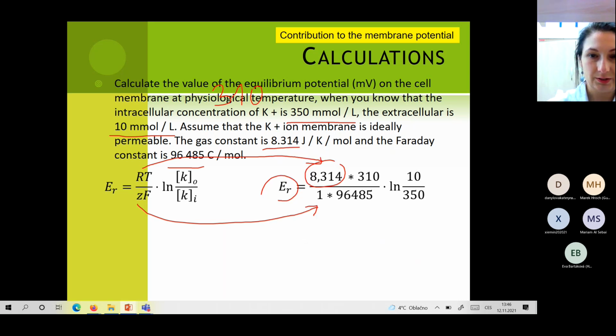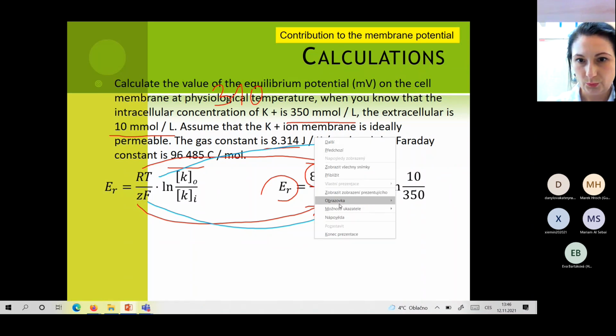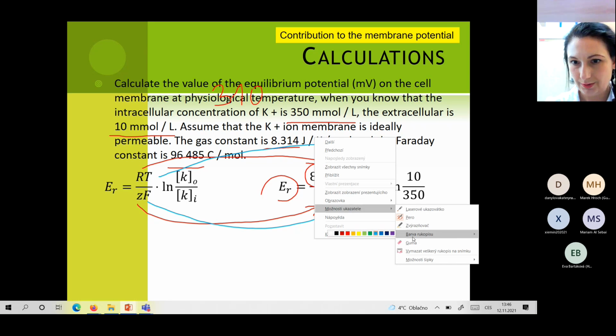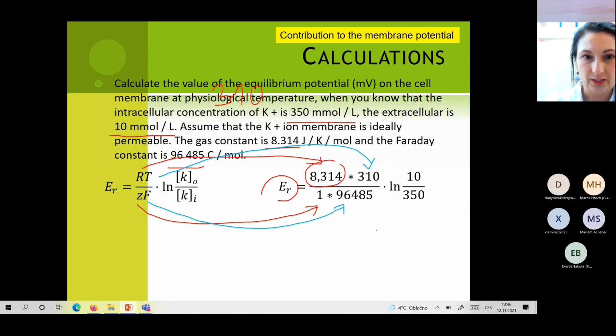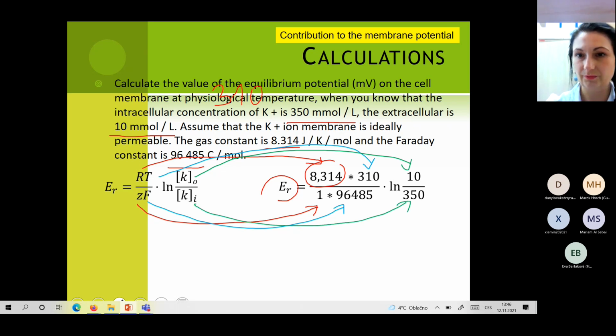So T is 310, the temperature in kelvins. F is the Faraday constant. And also here is the extracellular concentration of potassium, and here is the intracellular concentration of potassium. This one is the natural logarithm, it's the mathematical operator.